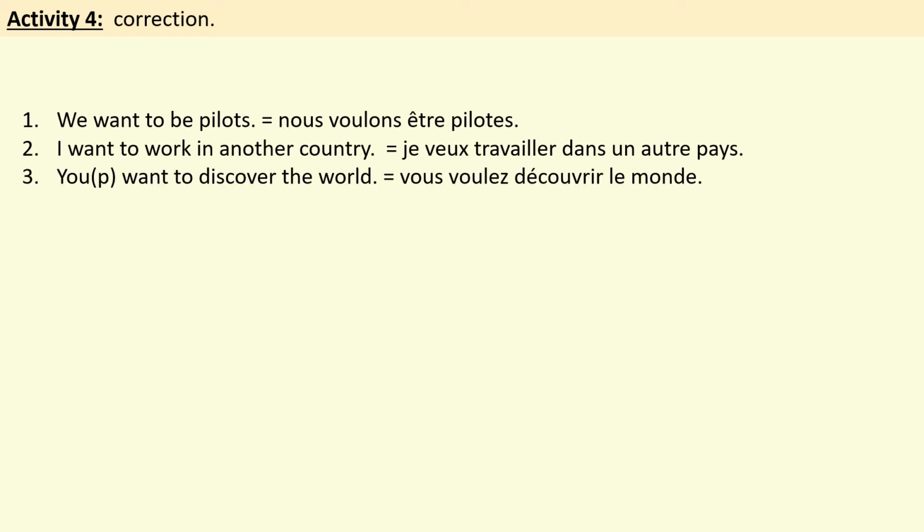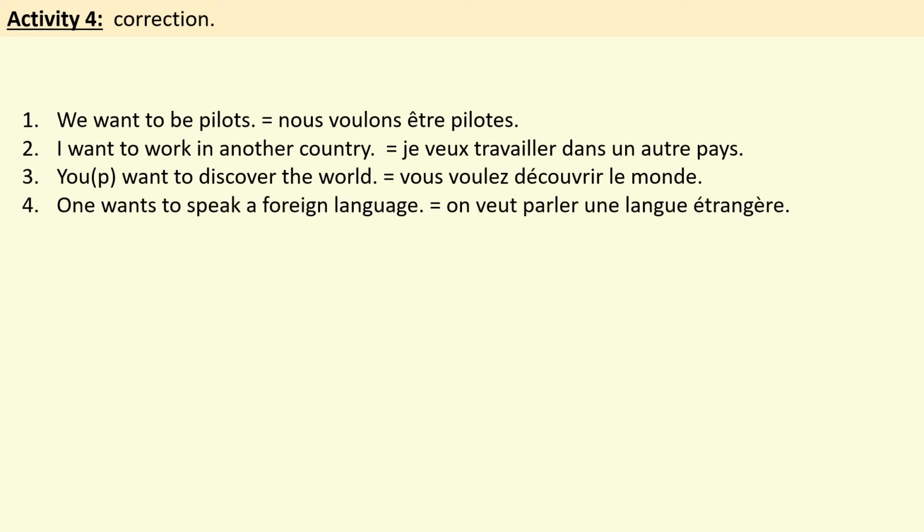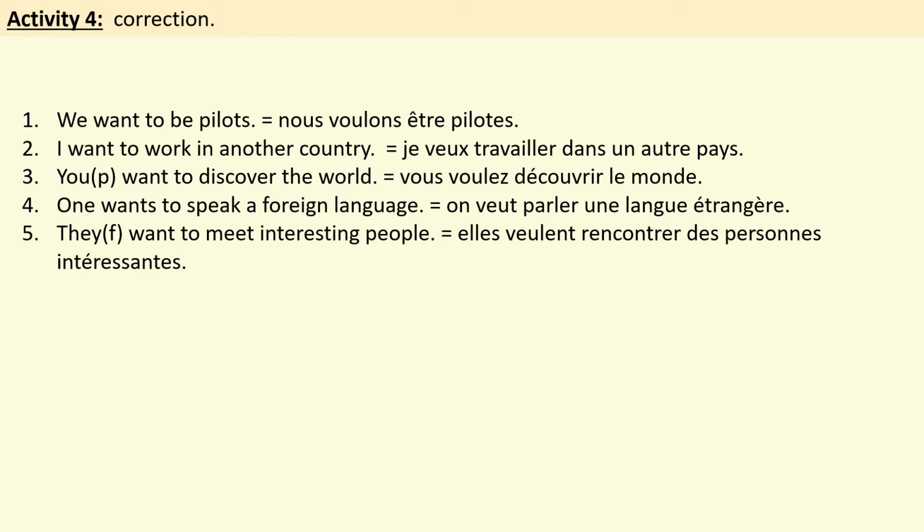3. Vous voulez découvrir le monde. Voulez, ending EZ. 4. On veut parler une langue étrangère. Double check the spelling of étrangère, it's not an easy word to spell. 5. Elles veulent rencontrer des personnes intéressantes. Once again, check your spelling. You can now press pause and press play when you've checked all your work.